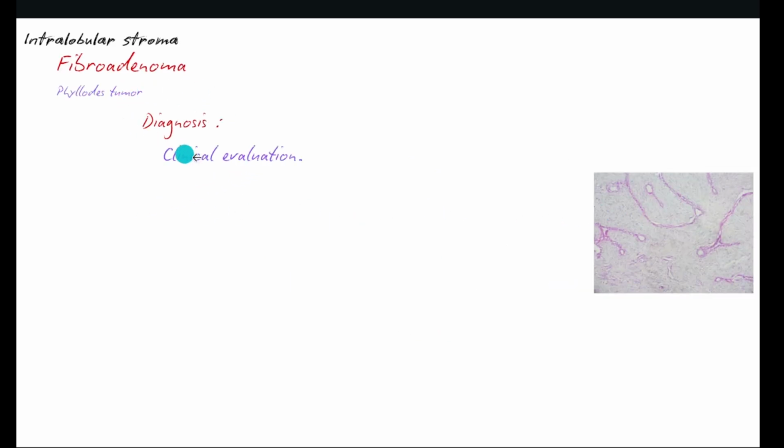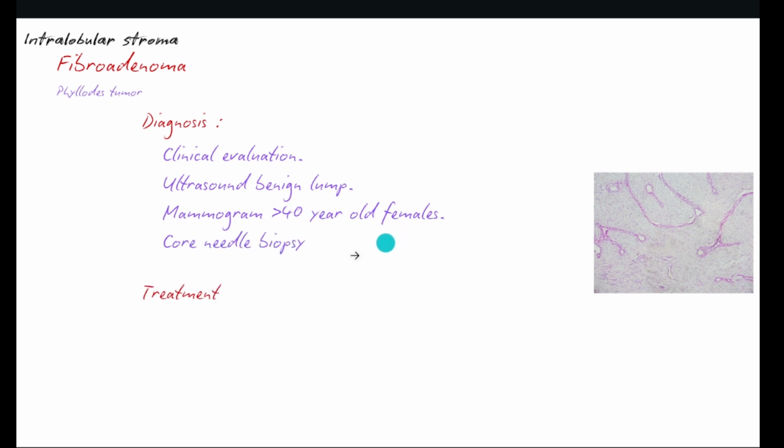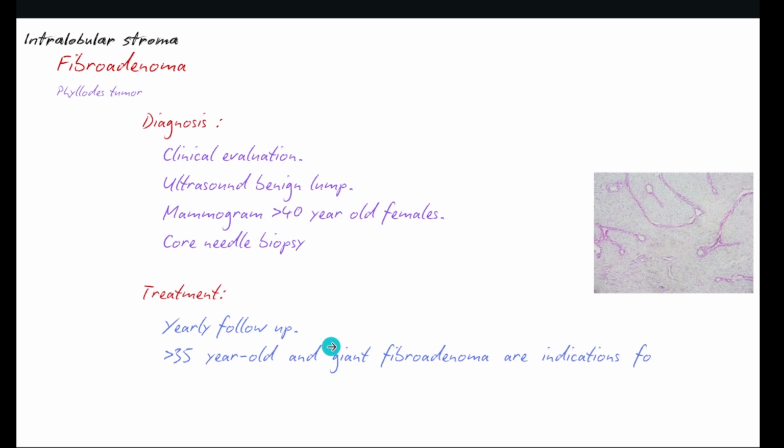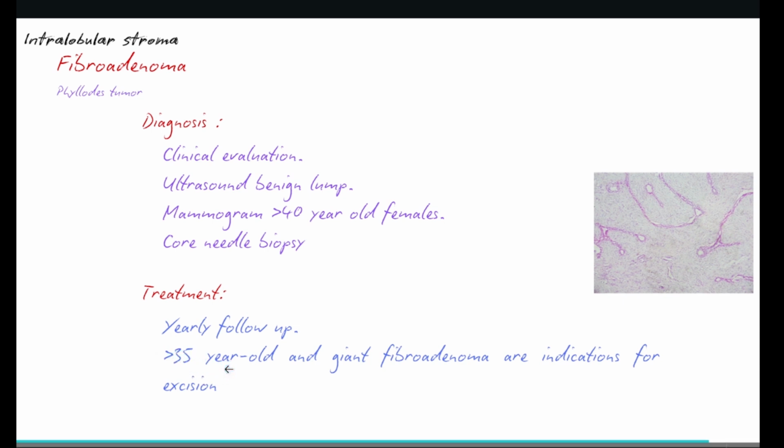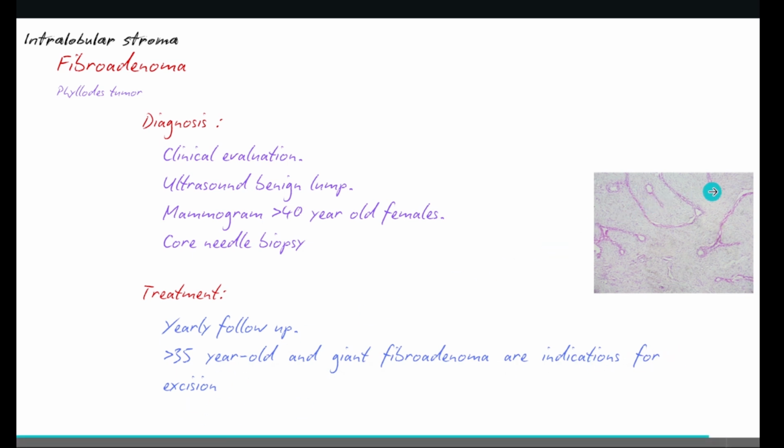The diagnosis of fibroadenoma will start by clinical evaluation and ultrasound. It will show you the benign lump. Mammogram if the patient is more than 40, and you will go for core needle biopsy to make sure about the diagnosis. The treatment: yearly follow-up if it is less than 3 centimeters and the patient is young. If the patient is more than 35 or the tumor is more than 3 centimeters, this is an indication for excision.